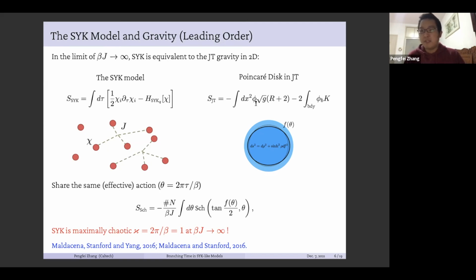As a result, the only dynamical degree of freedom for this gravity model comes from the fluctuation of the boundary curve. If we work out the details, choosing some boundary condition and renormalization condition, then the action of the boundary term, the second term, will directly take the form of the Schwarzian action. So this tells us the SYK model to the leading order of the 1 over beta J expansion has a gravity description. And the SYK model is maximally chaotic at this leading order.